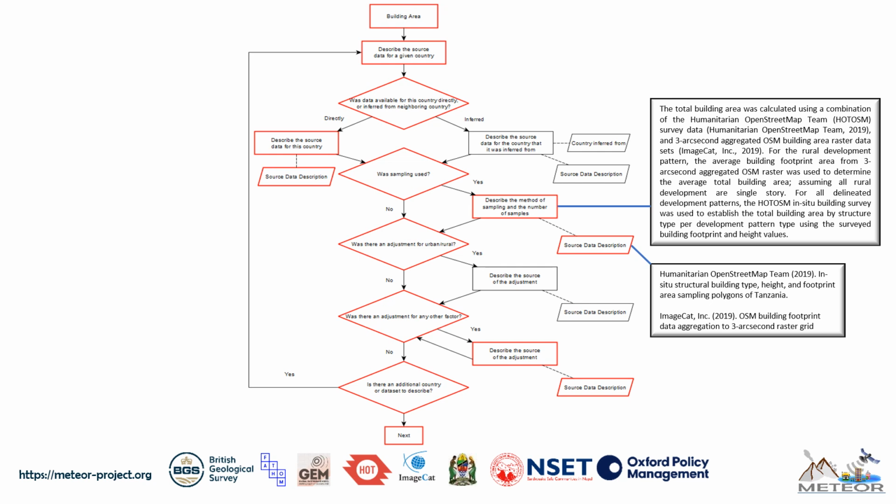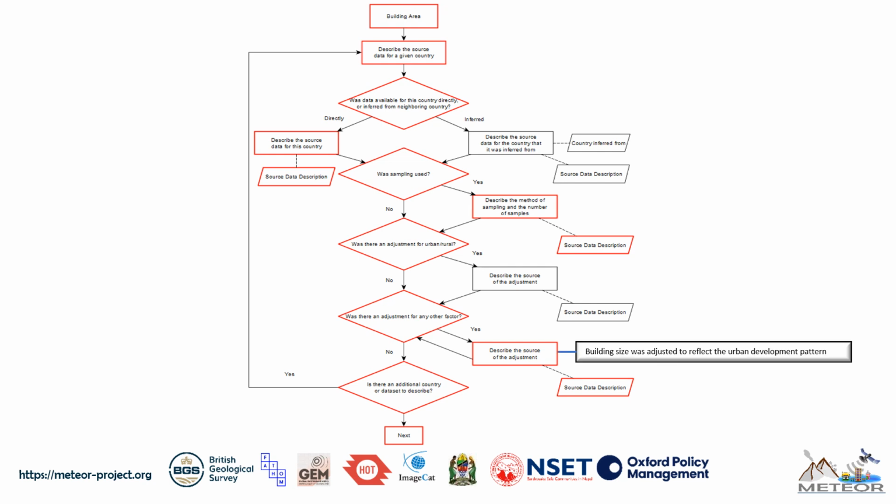For all other delineated development patterns, the HOT OSM in situ building survey was used to establish the total building area by structure type per development pattern types using the surveyed building footprints and height value. And finally, there was an adjustment of building size to reflect the urban development pattern.